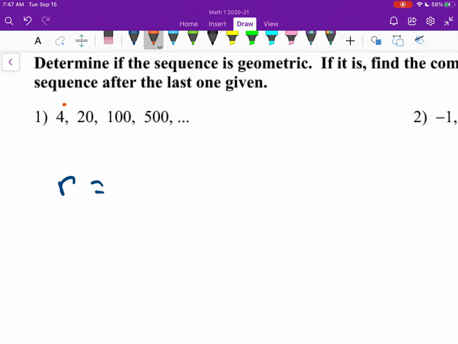Well, yeah, we'd multiply by 5. From 5 to 100, we multiply by 5. And from 100 to 500, we would also multiply by 5. So each time we multiply by 5, R equals 5. All right, to get the next three terms, just like what we did with arithmetic, we'd have our three blanks, and this time we're going to have to multiply by 5. Not add or subtract something, but multiply by 5.